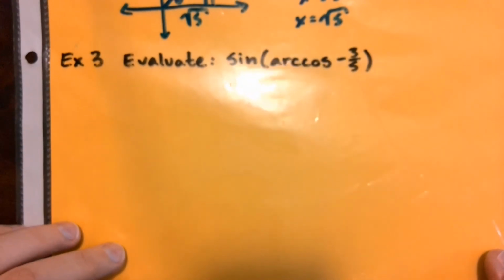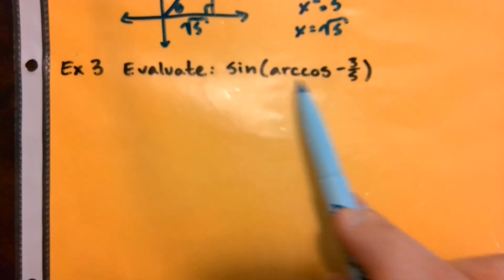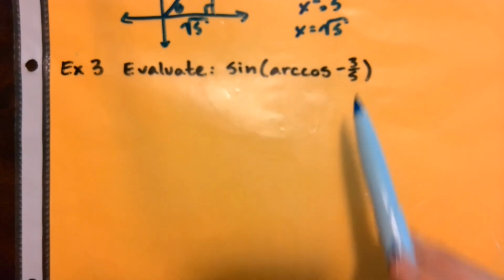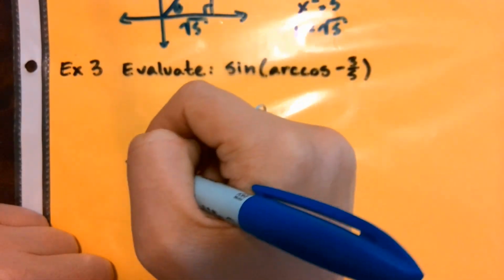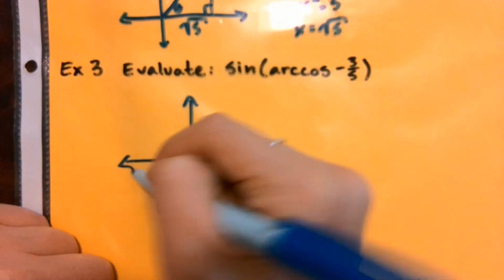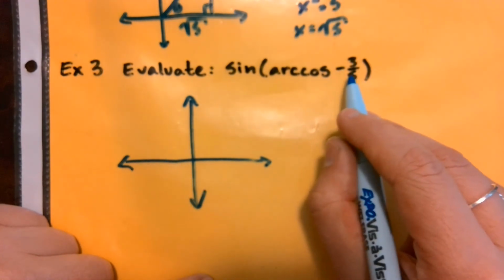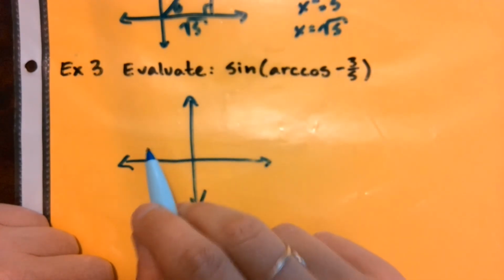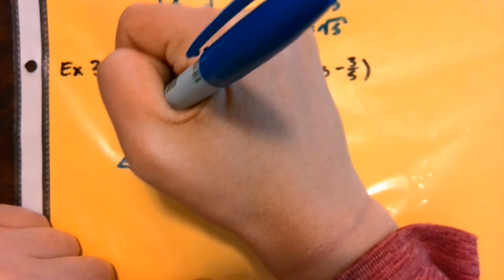Same thing for this last one. Pause the video for a second and just see if you can decide what quadrant it's going to be in for arc cosine being negative. What we've learned is that arc cosine only exists in the first and the second quadrant. So if my arc cosine is a negative ratio, that means it has to be in the second quadrant because cosine is positive in the first quadrant.